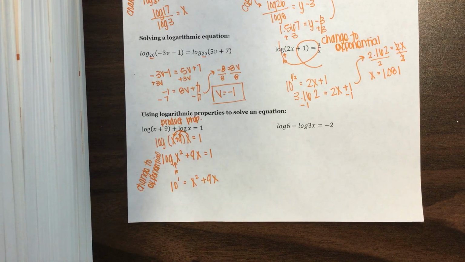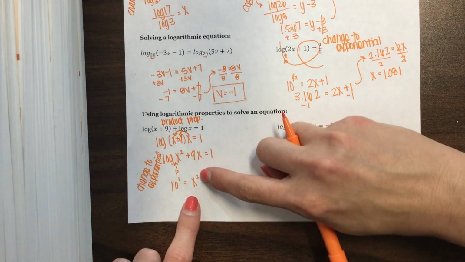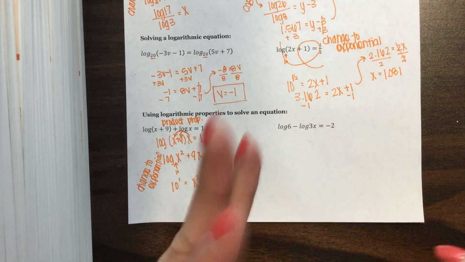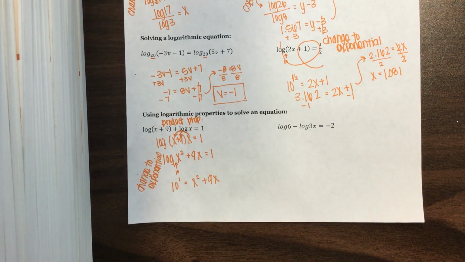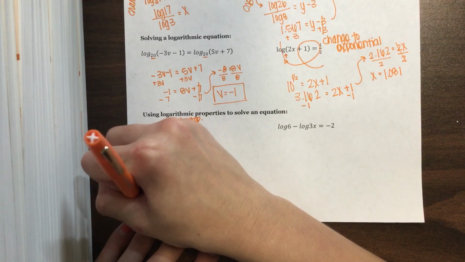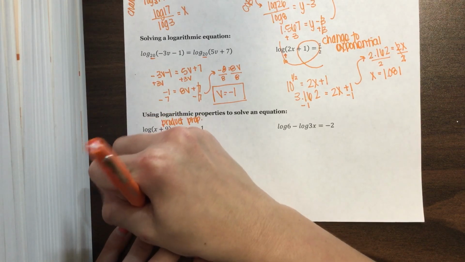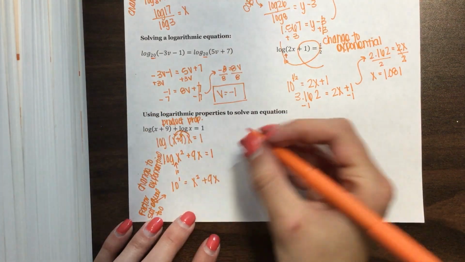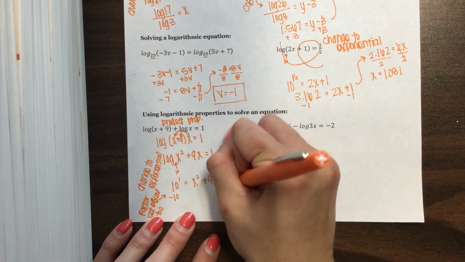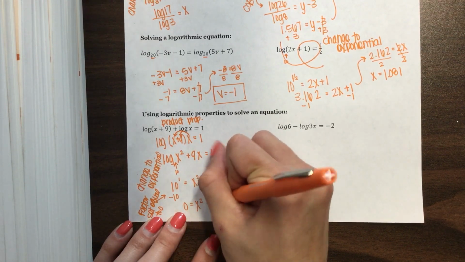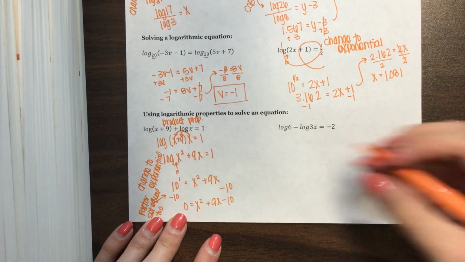And this looks like something we've done before. We have a squared, we have a regular variable, and a constant. When you have those three things, you have to factor it. And in order to factor, we have to set it equal to 0. So I'm going to subtract the 10 from both sides. So I'm going to get 0 equals x squared plus 9x minus 10.